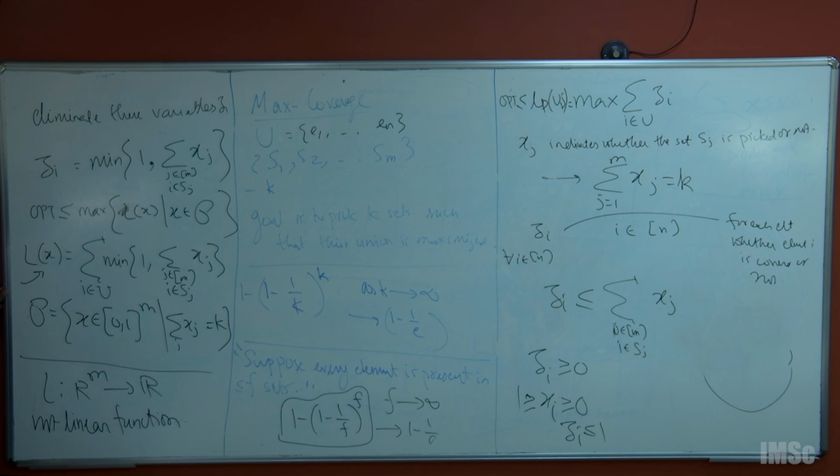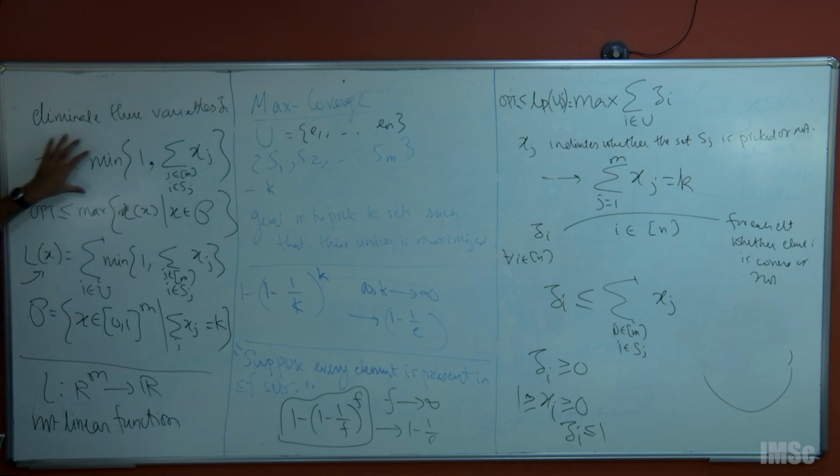Yes, tell me, Pallavi. So in the previous LP, you are trying to replace Zi, right? Instead of Zi less than or equal to the summation constraint, we write Zi equal to the min constraint, and everything has remained the same. Exactly.